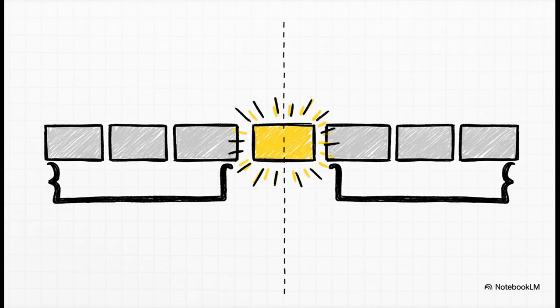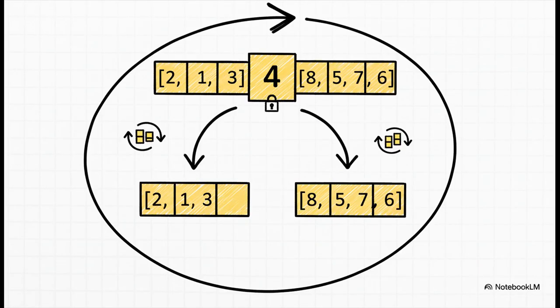The whole list isn't sorted yet, not even close, but that one number is exactly where it's supposed to be. So, what now? Well, we just do it again. We've divided our big problem into 2 smaller problems. We have that little list on the left, 2, 1, 3, and the bigger one on the right, 8, 5, 7, 6. The algorithm just applies the exact same logic, pick a pivot, partition, to each of those smaller lists, and it keeps doing that until there's nothing left to sort.